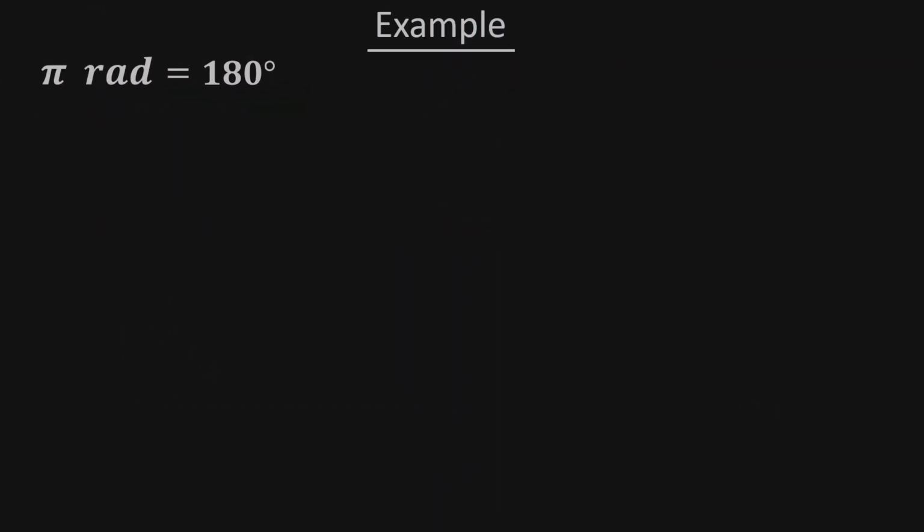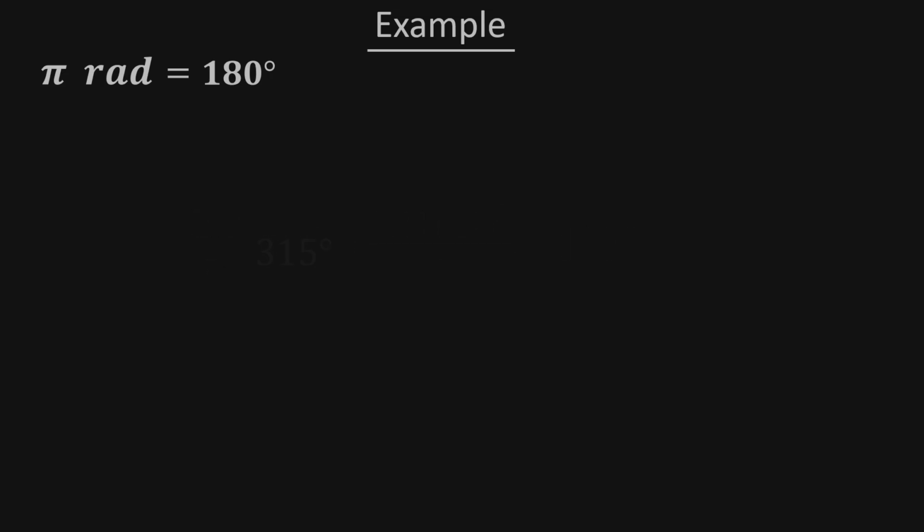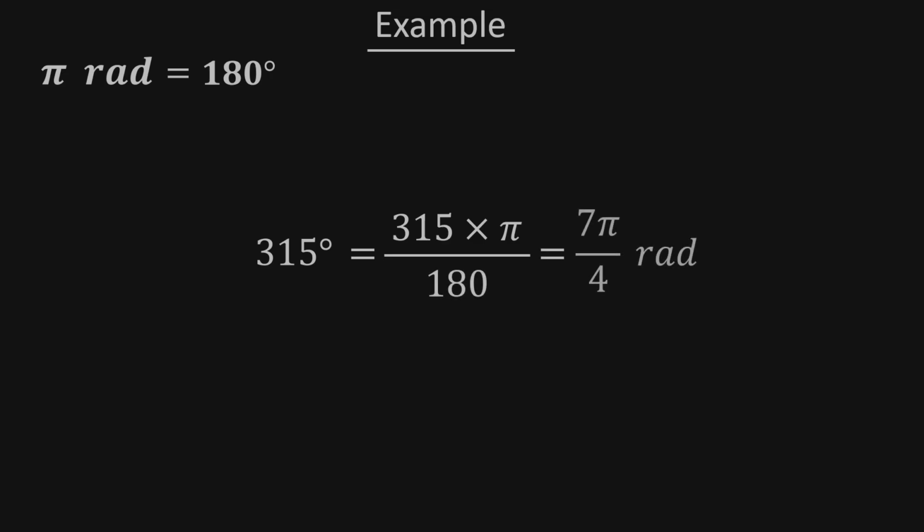For example, to convert 2 pi by 3 radians into degrees, simply substitute pi with 180. That gives us 2 times 180 divided by 3, which simplifies to 120 degrees. Now let's go the other way. To convert 315 degrees into radians, just multiply by pi and divide by 180. That simplifies to 7 pi by 4 radians.